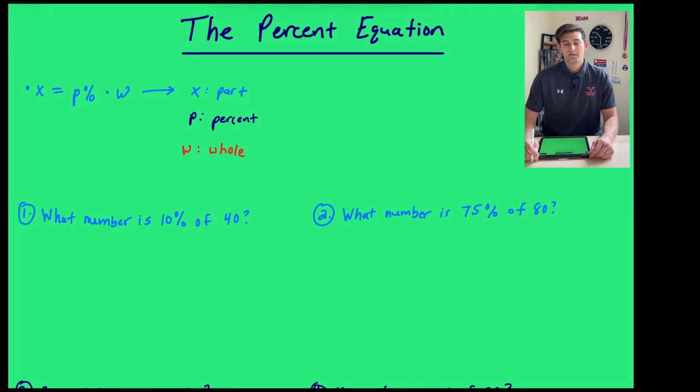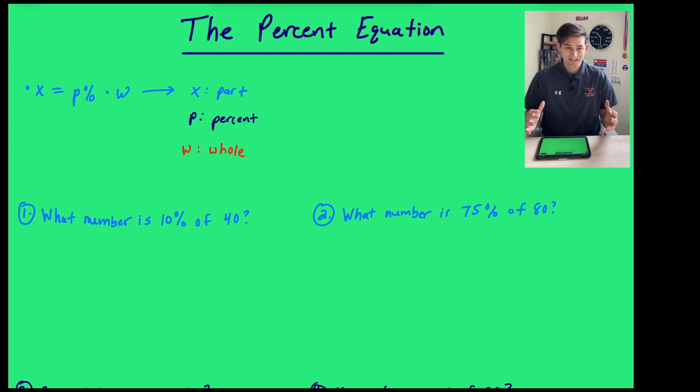Hello everyone, in this video we're going to talk about what is known as the percent equation. We're going to use this equation to find a part of a whole number, the percent that a part of a whole number is, and then also the whole number. If you notice here, we have our equation x equals p percent times w, where x is the part, p is the percent, and w is the whole.